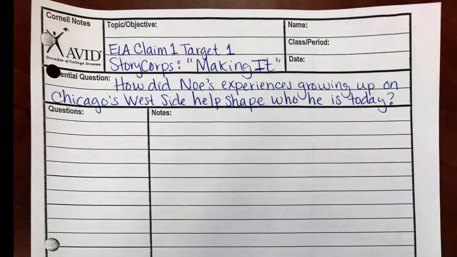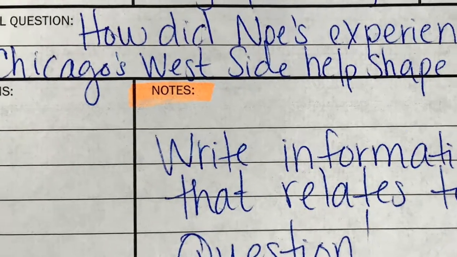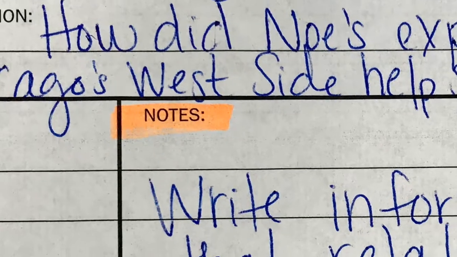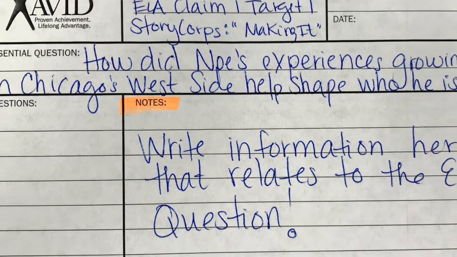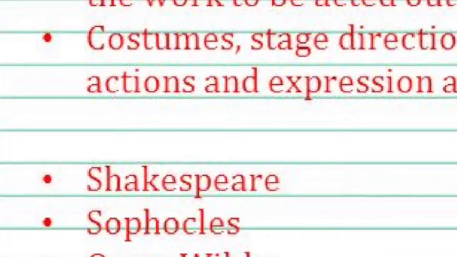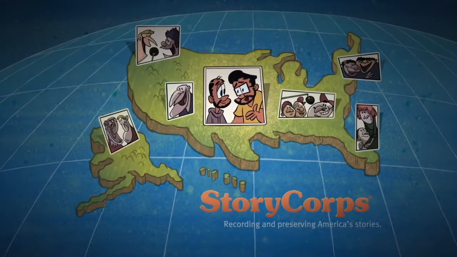As you watch the video, you will be taking notes on the right-hand side beneath where it says Notes. On the right side, you want to be sure that you are chunking your notes. What that means is that you're keeping information that belongs together right next to each other. And each time a subject changes, you'll skip a line. As you watch the video, be sure that all of your notes go on the right-hand side, and each time you write about something new, skip a line or two. Remember that you can pause the video at any time.